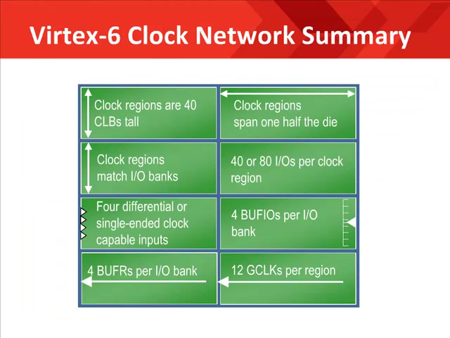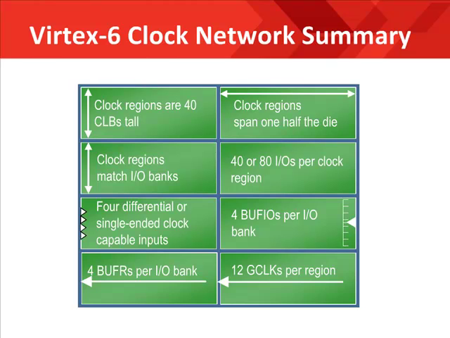Now this slide is designed to summarize the clock network functionality. First of all, each region now supports a 40 CLB height, so the density of each clock region has increased from Virtex-5 from 20 to 40. The clock regions now match all the I/O banks. There are 4 differential or single-ended clock-capable inputs per I/O bank. There are 4 regional buffers per I/O bank as well, and remember, some of those, depending upon the placement of the clock region, will drive neighboring clock regions as well.